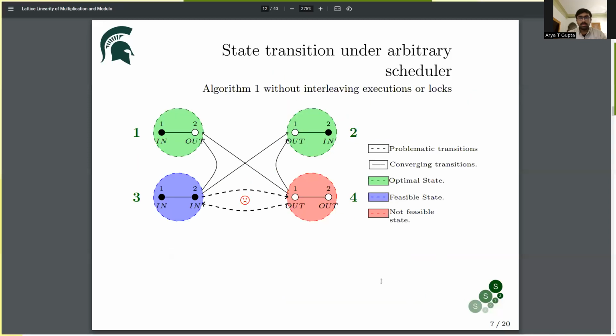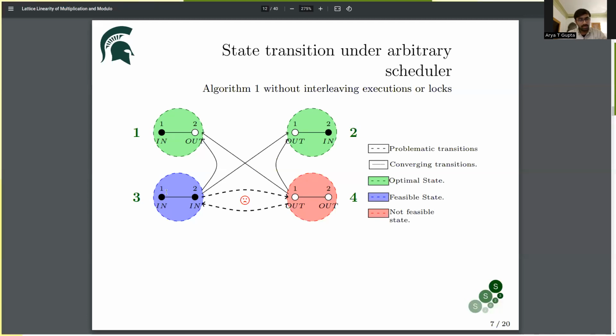Now, let's see the behavior of this algorithm when it is implemented without interleaving executions and without locks. So let's look at state 4. Both the nodes are out. Now, if 1 reads the state of node 2, then it will see that both the nodes are out and it will decide to move in. And if 2 reads the state of node 1, again it will see that both the nodes are out, and 2 will also decide to move in. So state 4 will transition to state 3.